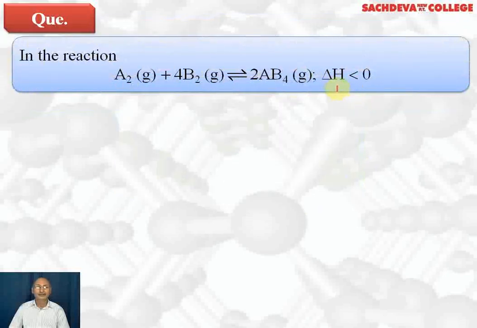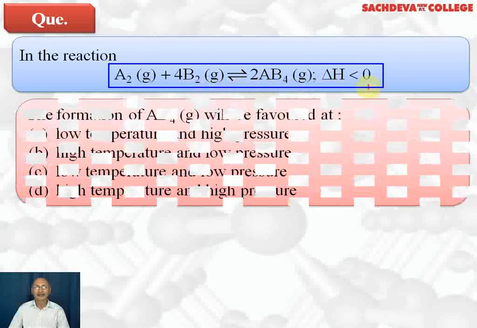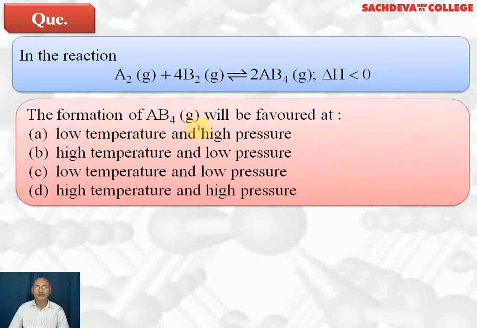Next question. In the reaction A2 gas plus 4B2 gas gives you 2AB4 gas, delta H is negative. Delta H negative means it is an exothermic process. We want to know whether the formation of AB4 will be favored at low temperature and high pressure, high temperature and low pressure, low temperature and low pressure, or high temperature and high pressure.